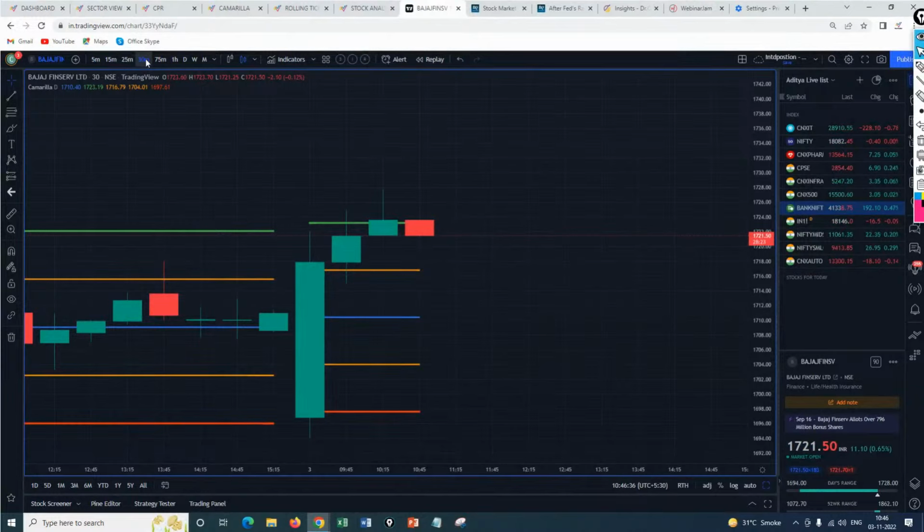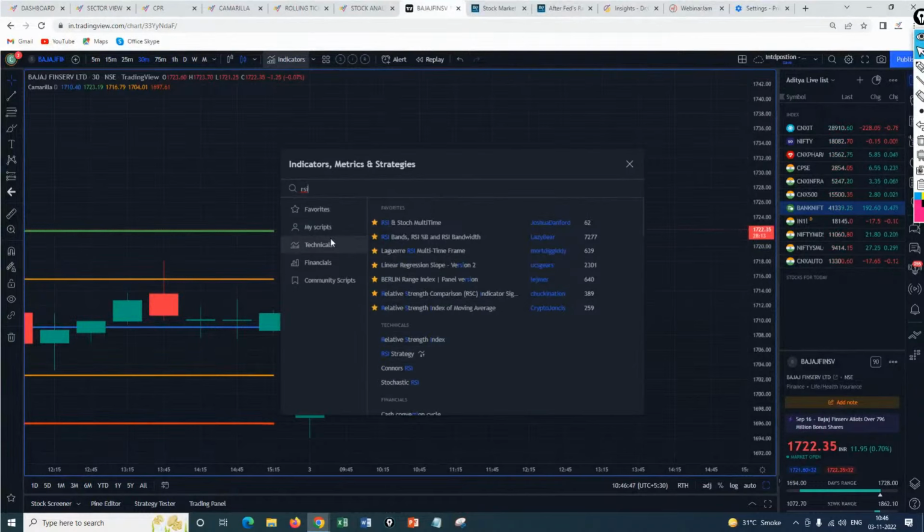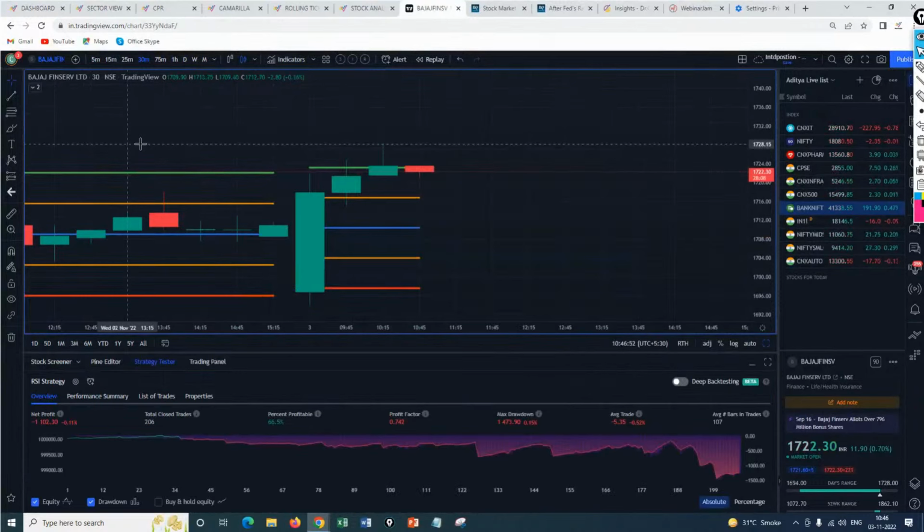For example, what happens is, if I put RSI, for example, I have put RSI, and something comes up, whatever RSI, what came up? Okay, one second.